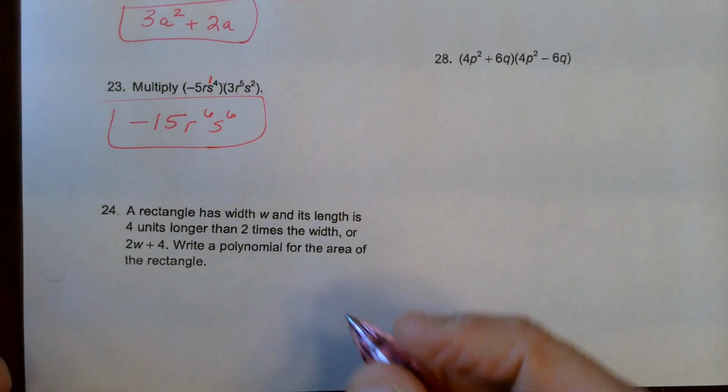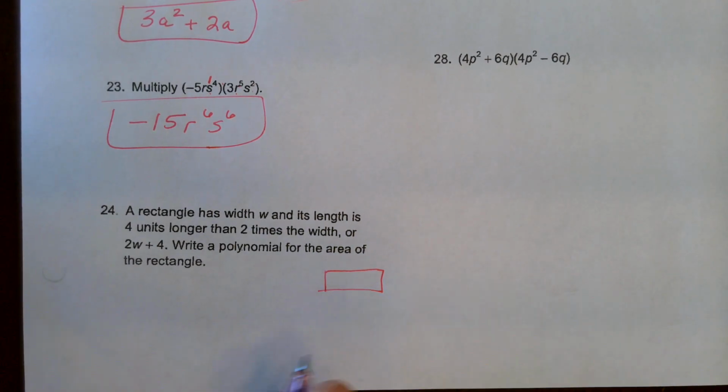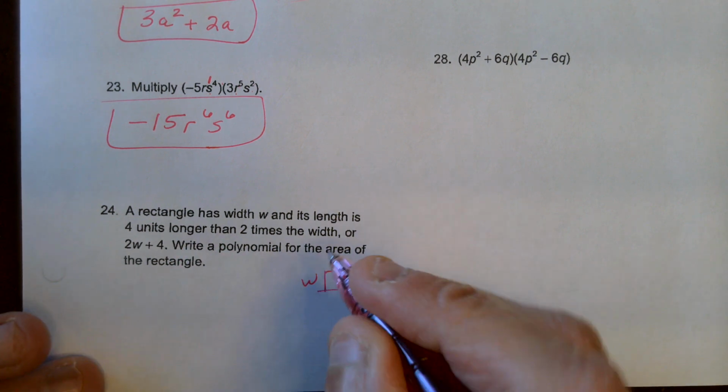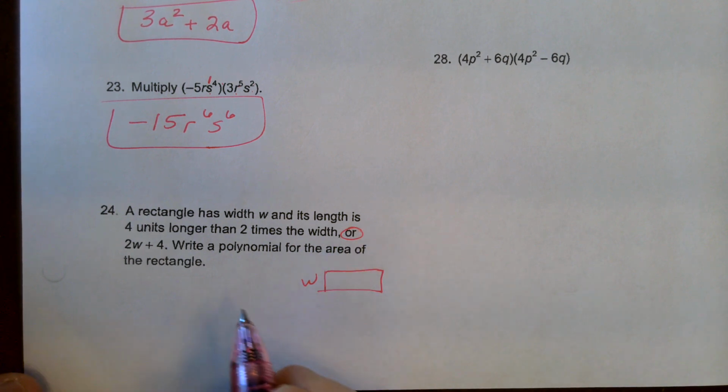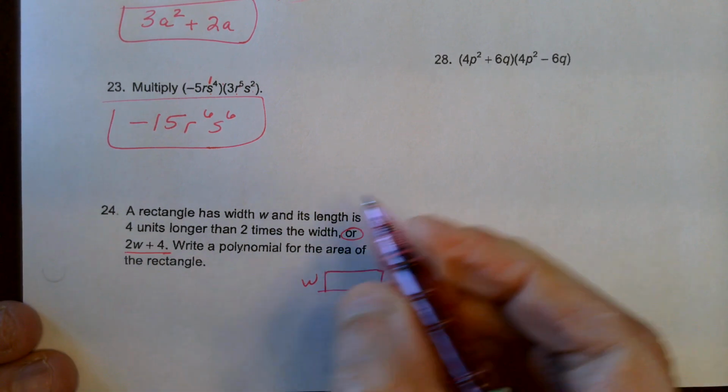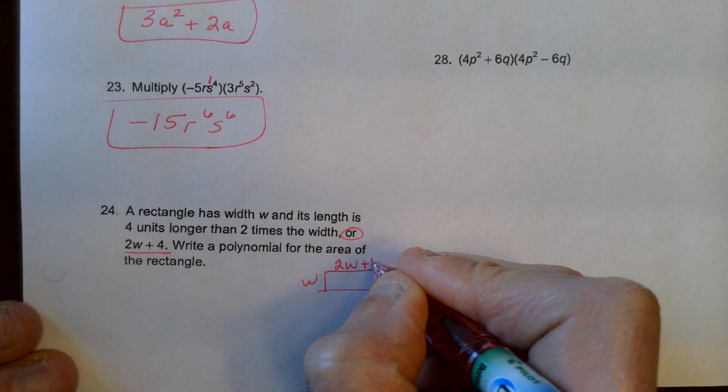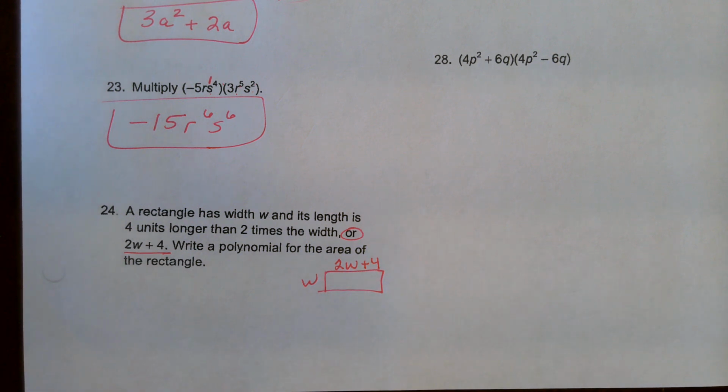Got another one of these rectangles. So we're going to draw our little picture. It says the width is W, and the length is 4 units longer than 2 times the width, or, lovely, they give us the 2w plus 4. So you didn't even have to figure that out. That part they figured it out for you because they want to see if you can get the area and write it as a polynomial.